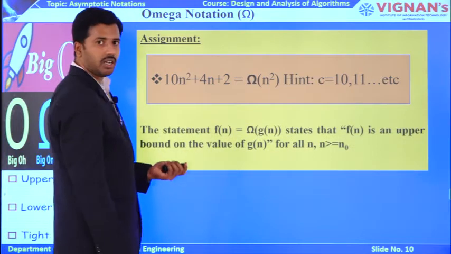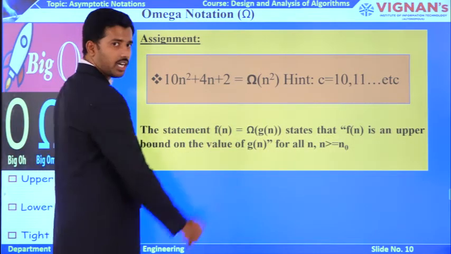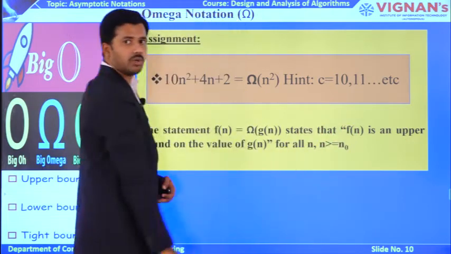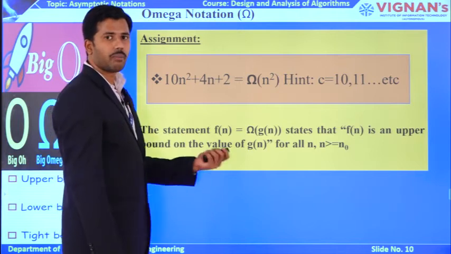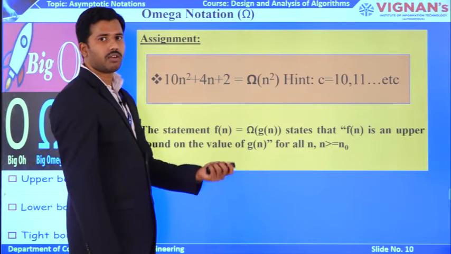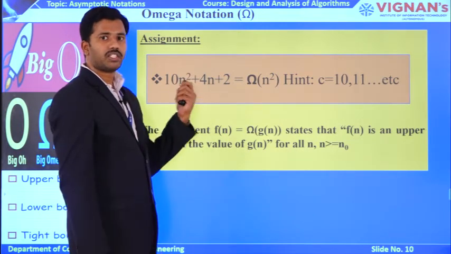Now the final verdict of your omega notation is, if two functions have a relationship f of n and g of n, ultimately the f of n value must have an upper bound compared to the g of n. Okay, that is the way you are going to measure the performance of an algorithm if it is producing the result in the best case.